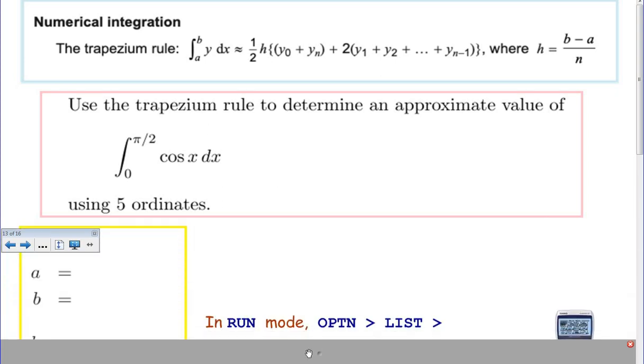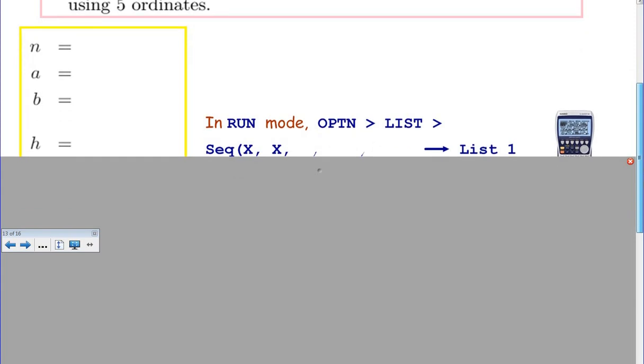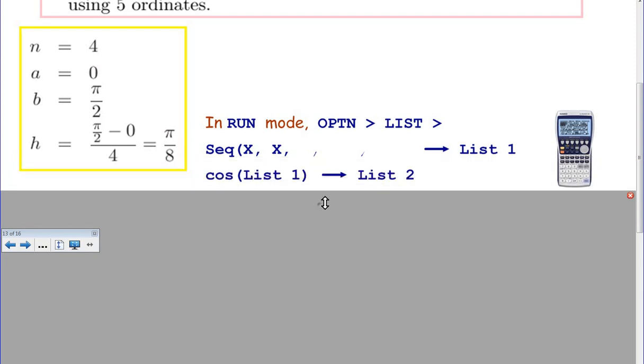I'm going to jot down first of all my key bits of information so that I don't miss them. Okay, so I know that if there's 5 ordinates, then there's going to be 4 intervals. I'm going from 0 up to pi over 2, and so my width is going to be b minus a over 4. So that's pi over 2 minus 0 over 4, and that simplifies to give me pi over 8.